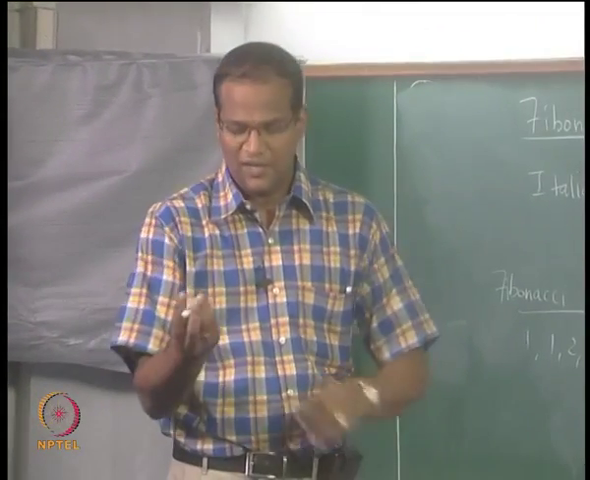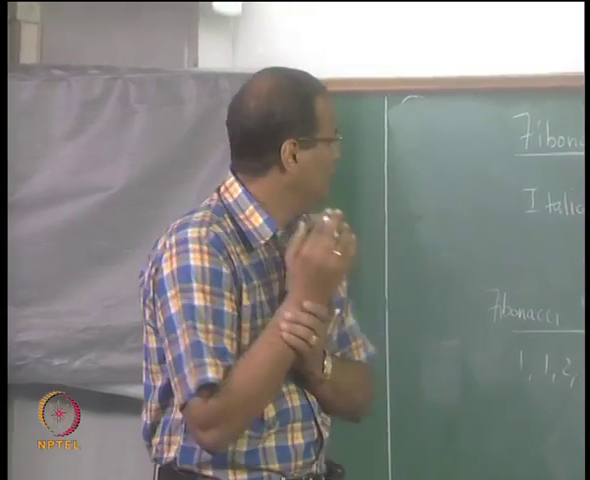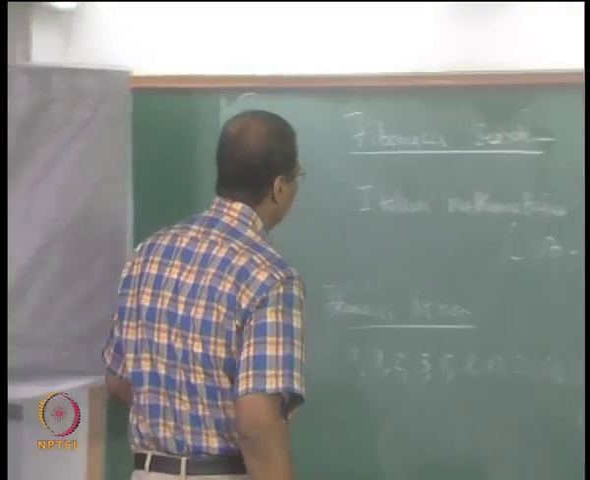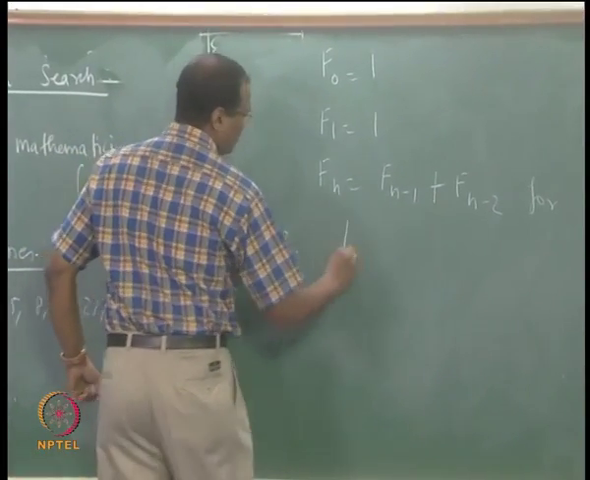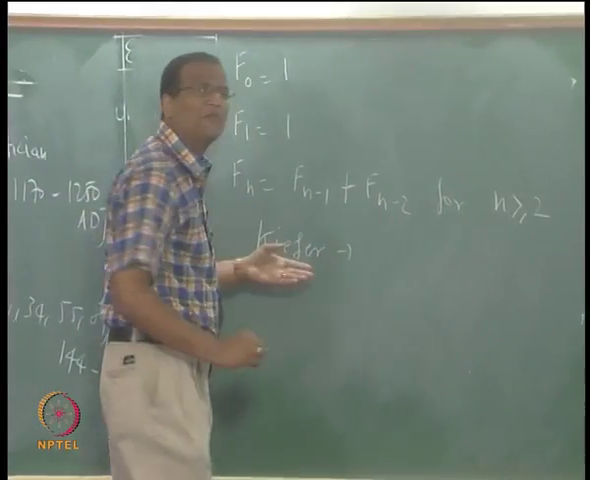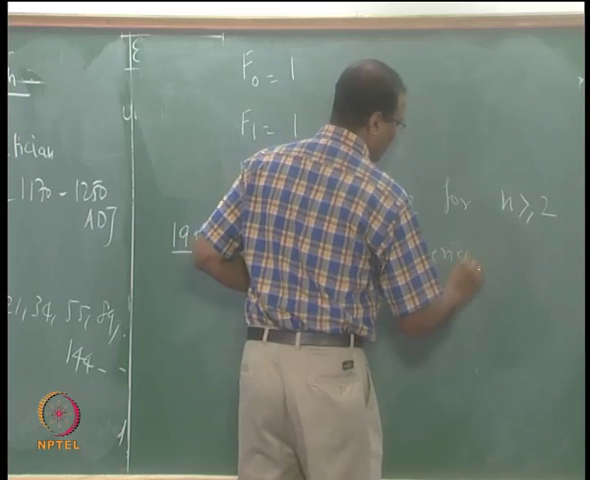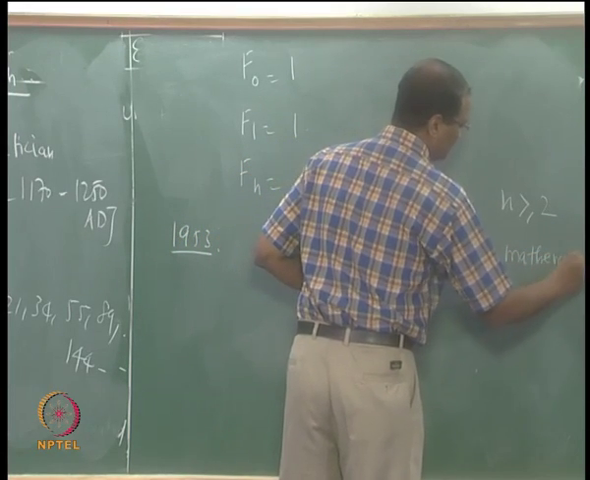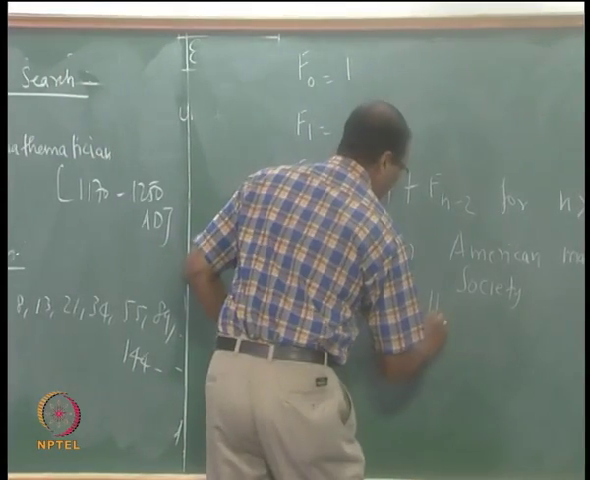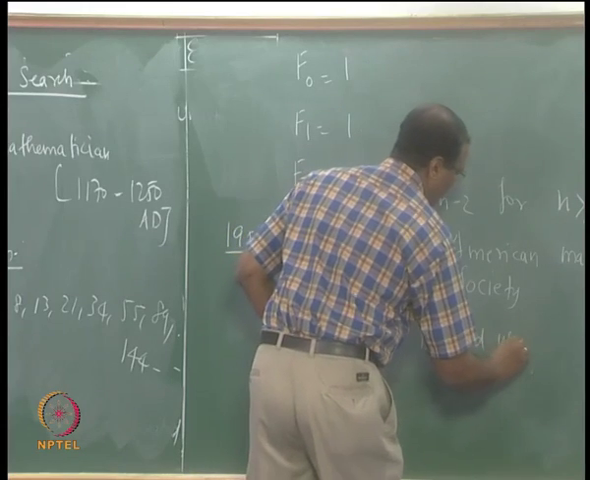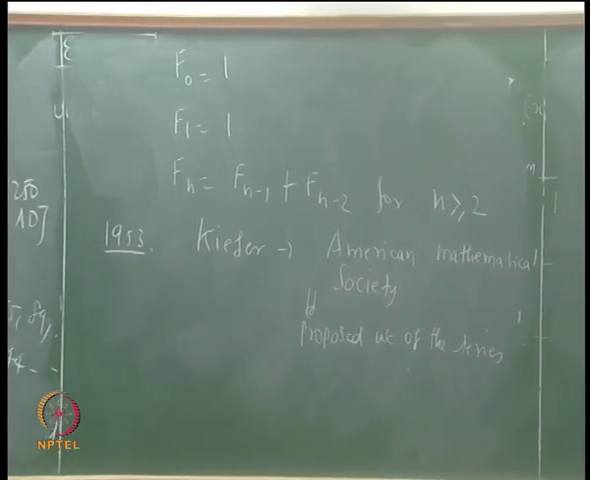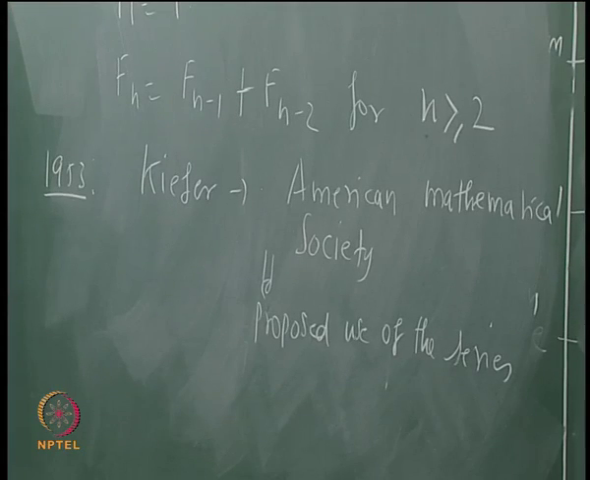Okay, how does Fibonacci enter the story here? This fellow was there from 1170 to 1250 and developed all this, but optimization is relatively new, right? In 1953, a mathematician called Kiefer proposed, in the journal of the American Mathematical Society, the use of the series. What is the funda about this now? Any clues? Now I told you.